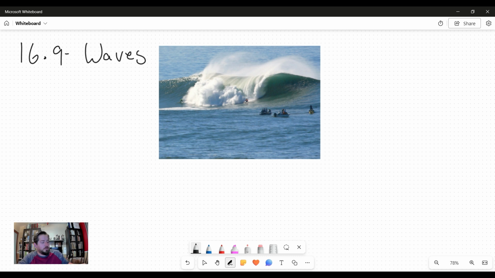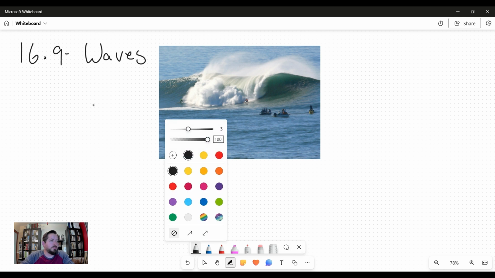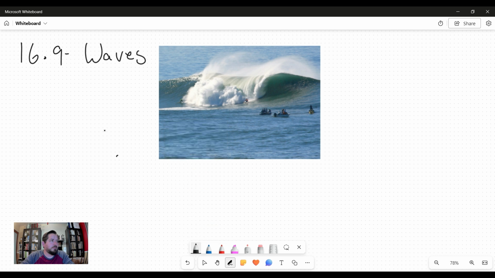So a wave, simply put, is a disturbance. So a wave is a disturbance that propagates or moves from the place that it was created.